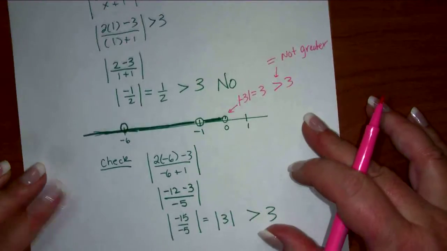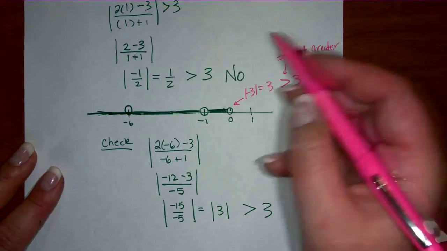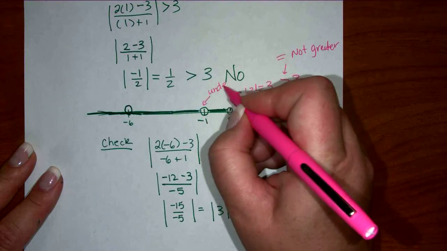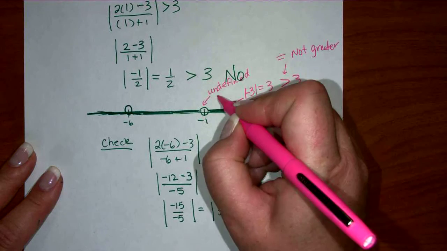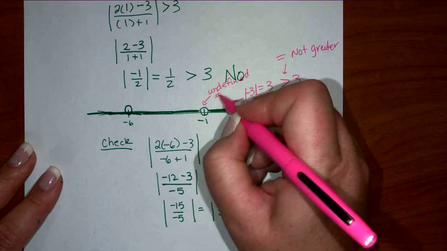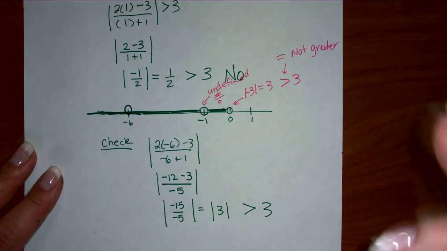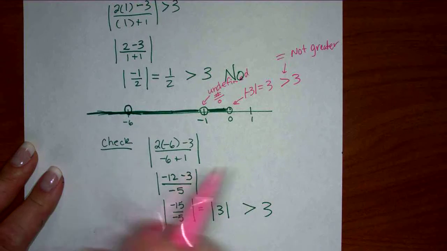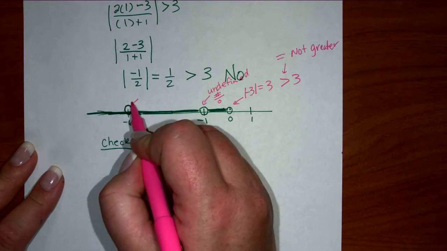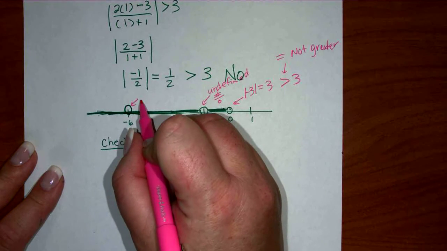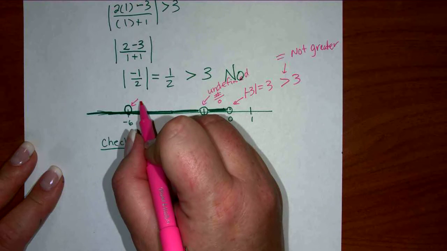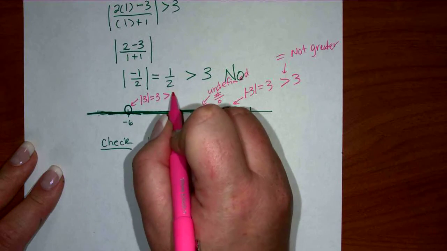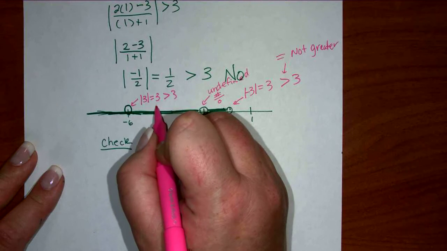Why does the negative 1 not work? Right, it's undefined. That is that we get a number divided by 0 when we plug that in because the fraction started with x's in the bottom. And what about the minus 6? Right, this one gave us equal to 3, which is not bigger than 3. It's equal to 3, not greater.